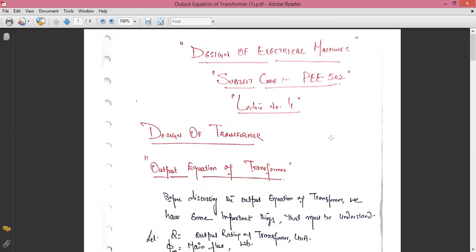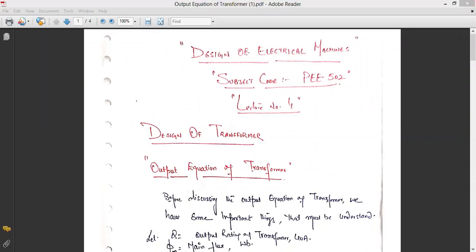Now in lecture number 3, where we started the design of the transformer, we saw the various classifications of the transformer, how the transformer can be classified. After that we discussed the efficiency of the transformer, and the various losses that occur in a transformer. So now in today's lecture we will see how the design of the transformer is carried out.